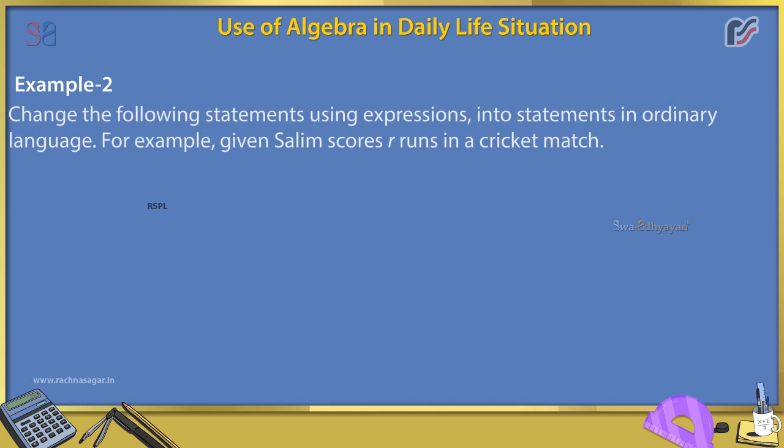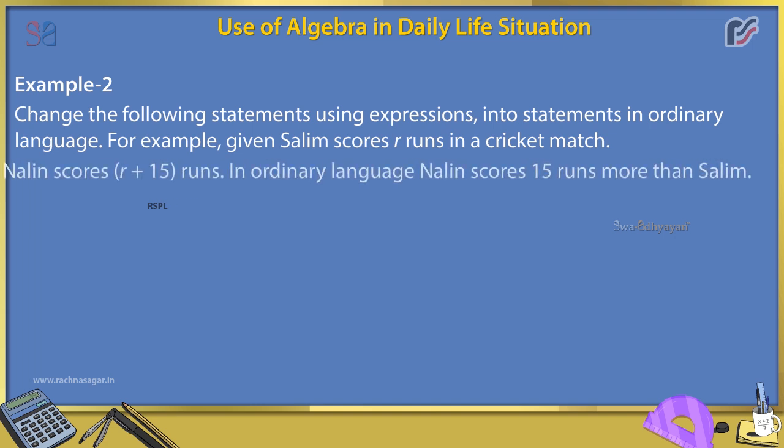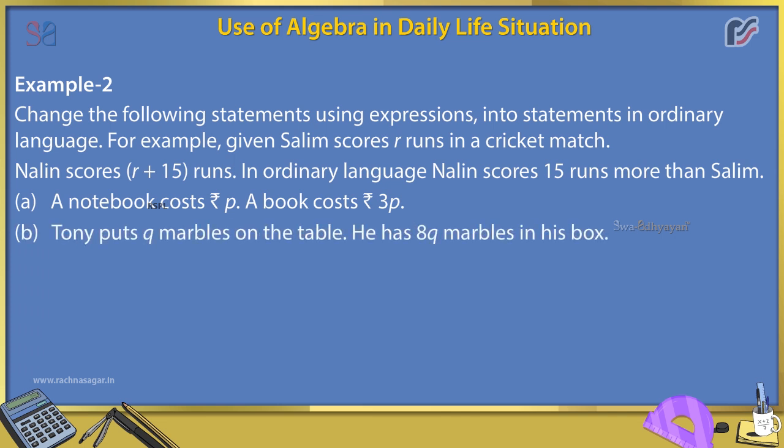Example 2. Change the following statements using expressions into statements in ordinary language. For example, given Salim scores r runs in a cricket match, Nalin scores r plus 15 runs. In ordinary language, Nalin scores 15 runs more than Salim. A. A notebook costs rupees p. A book costs rupees 3p. B. Tony puts q marbles on the table. He has 8q marbles in his box.